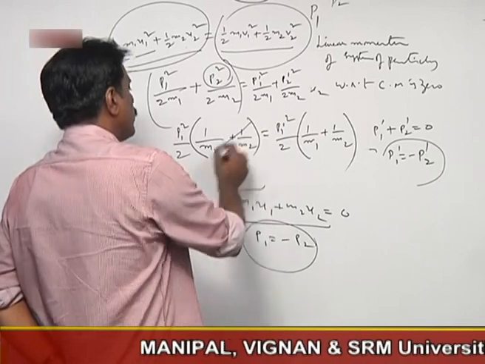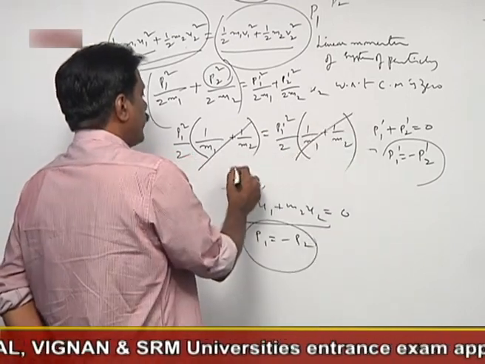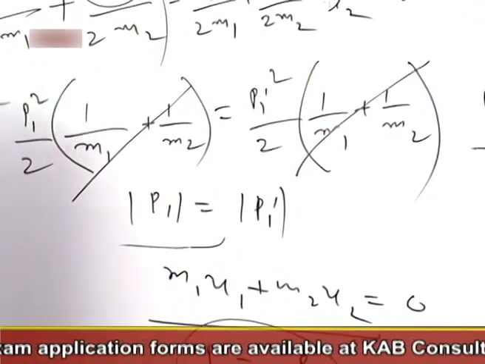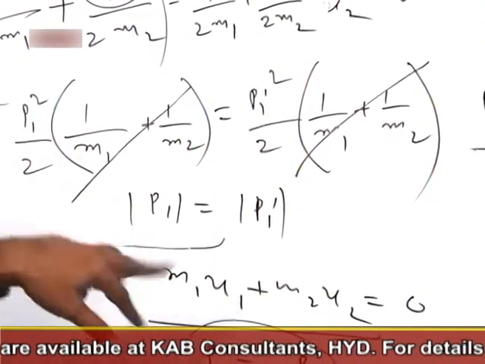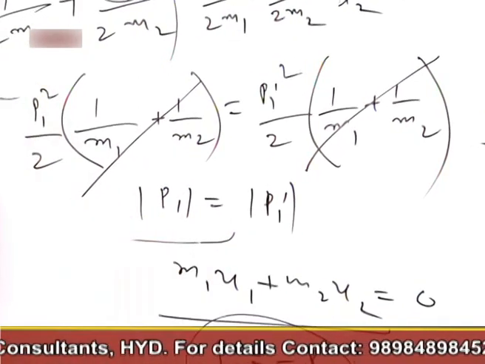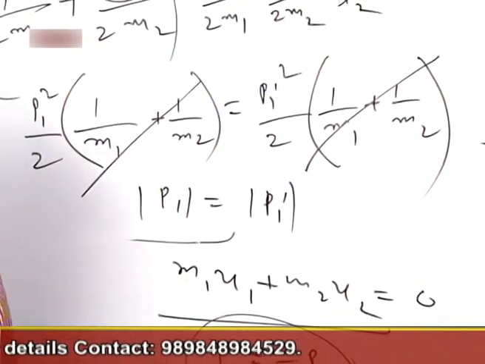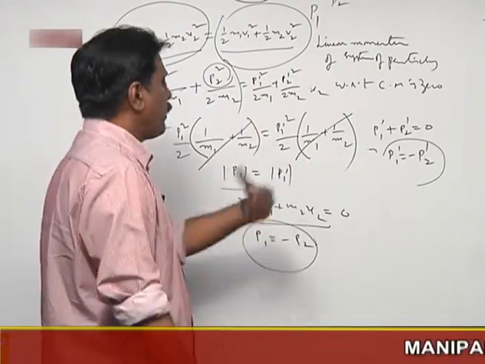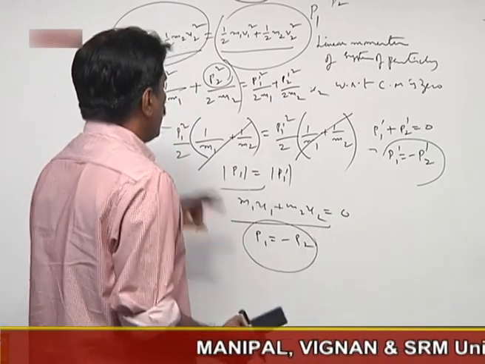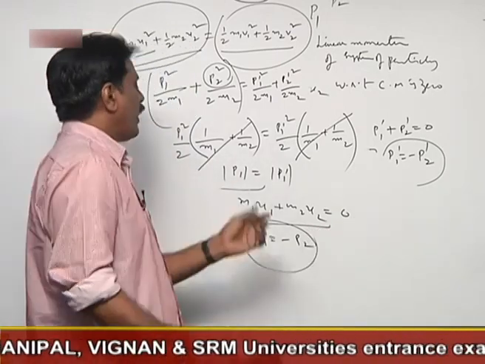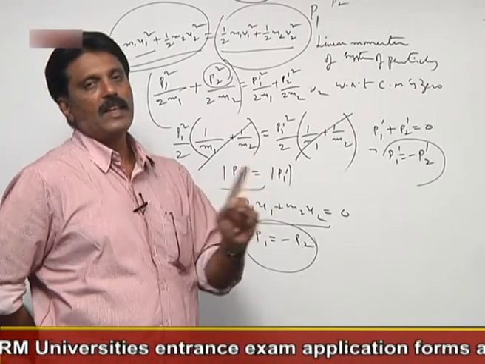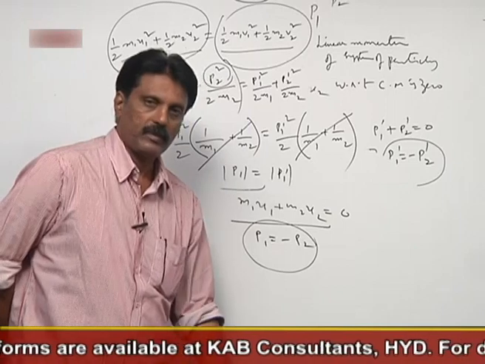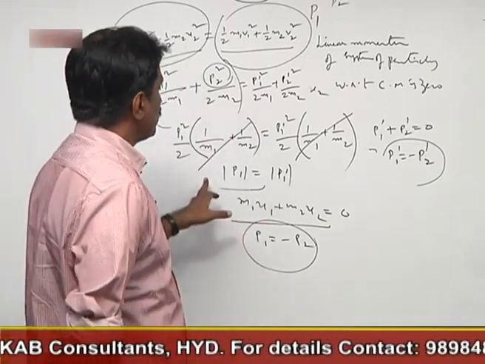Then if you cancel these two, modulus of P1 must be equal to modulus of P1 dash. That means the initial and final momenta of the first particle are the same in magnitude. It may be in the opposite direction. Naturally it will be, because a collision is there, so it should be opposite. So there is no change in the magnitude of momentum of the first particle. The only change that took place in the collision is direction. In which frame? In the center of mass frame. So this is the conclusion.